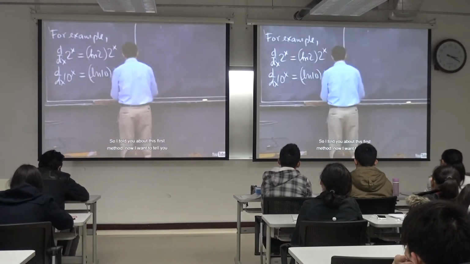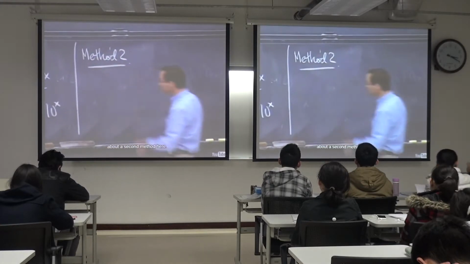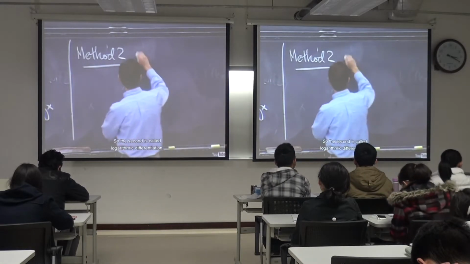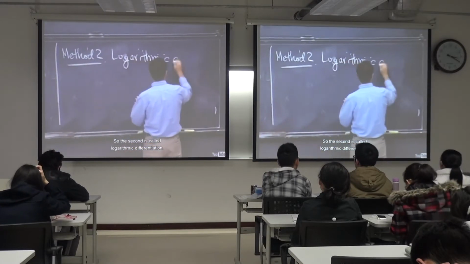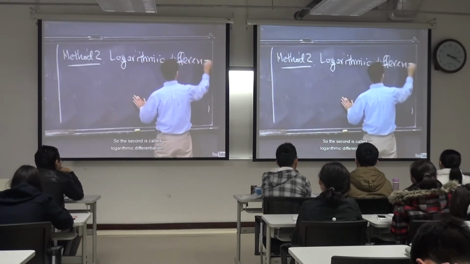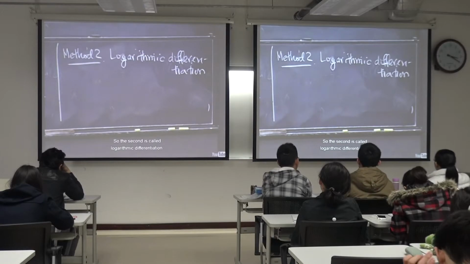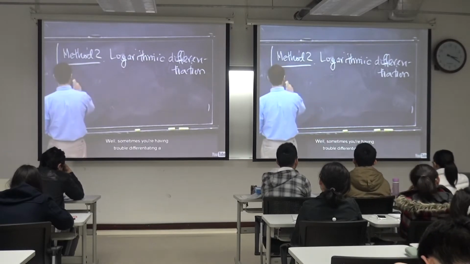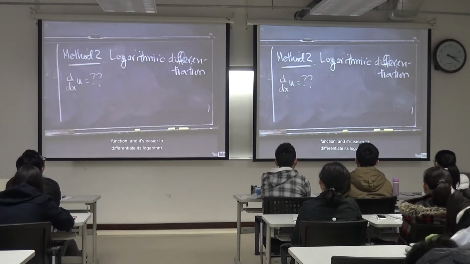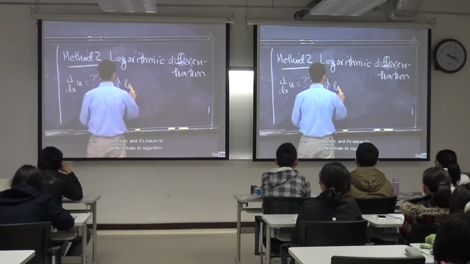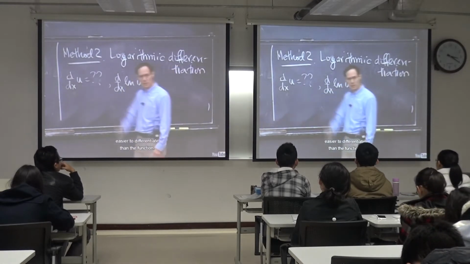Okay, so I told you about this first method. Now I want to tell you about a second method here. So the second method is called logarithmic differentiation. All right, so how does this work? Well, sometimes you're having trouble differentiating a function, and it's easier to differentiate its logarithm. That may seem peculiar, but actually we'll give several examples where this is clearly the case, that the logarithm is easier to differentiate than the function.